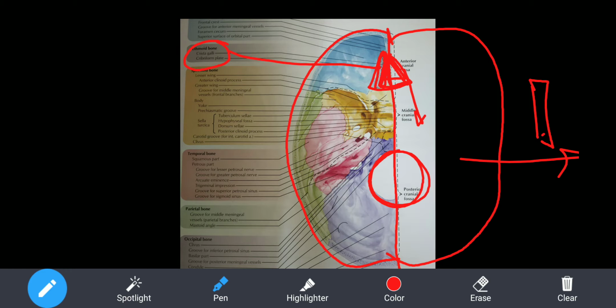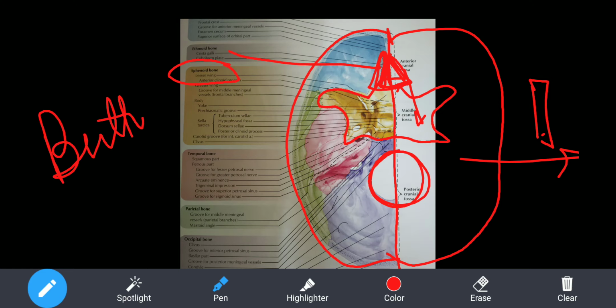And one more important thing, this is the sphenoid bone. See, the best orientation of the sphenoid bone you get from inside. Why sphenoid bone? It is called the butterfly shaped bone. So this is the sphenoid bone, and it looks like a butterfly. See, upper wing, lower wing. But the names of the wings are different.